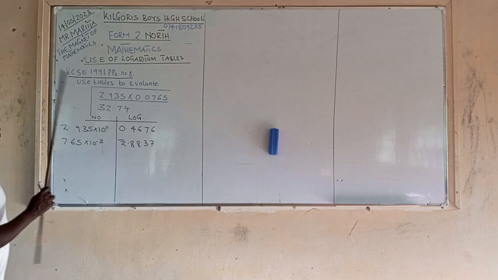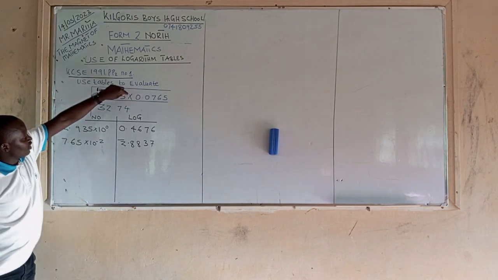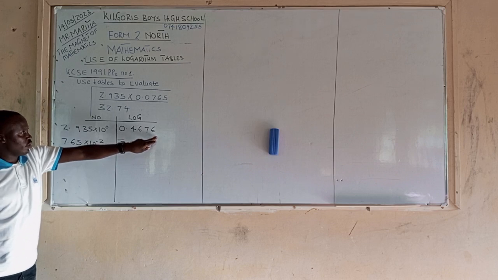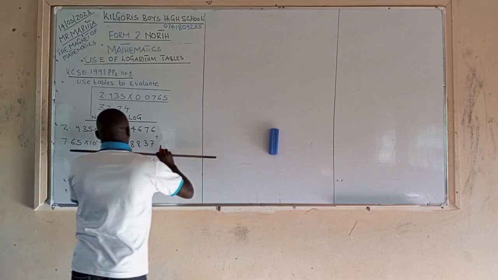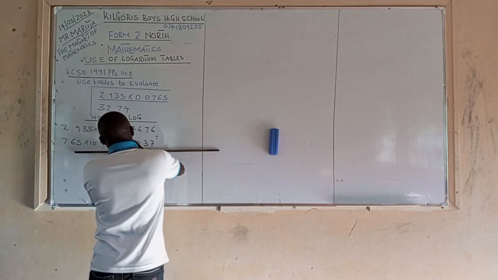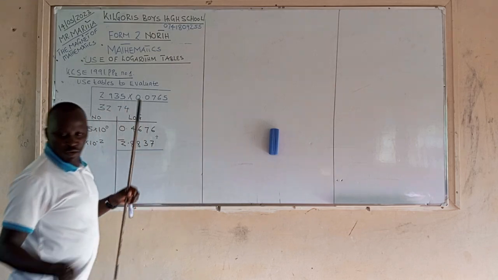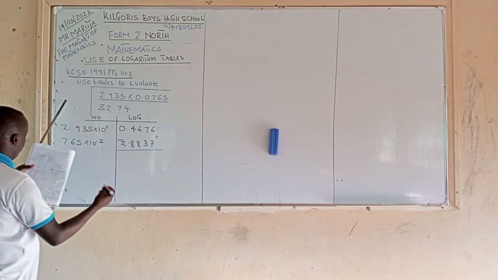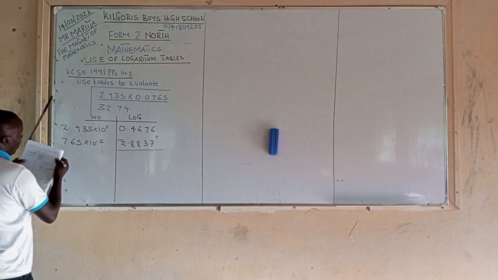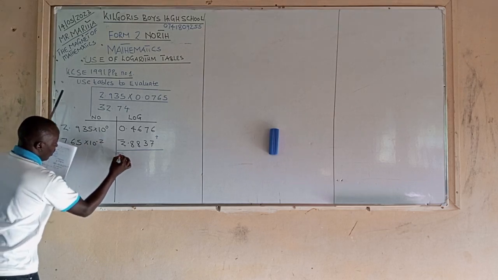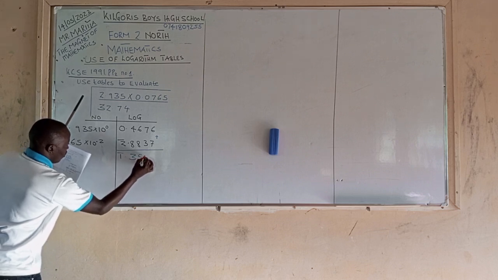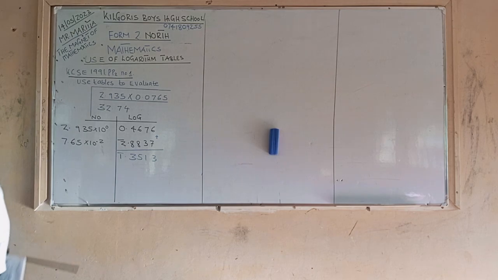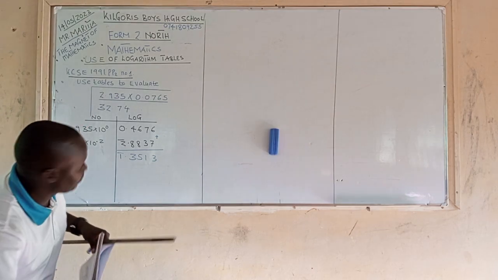You understand that when you are talking about multiplication, it will change into the addition of these numbers. So here we can have an addition. If we add this one, we have the answer as bar 1, then we have 3, 5, 1, 3. Correct.